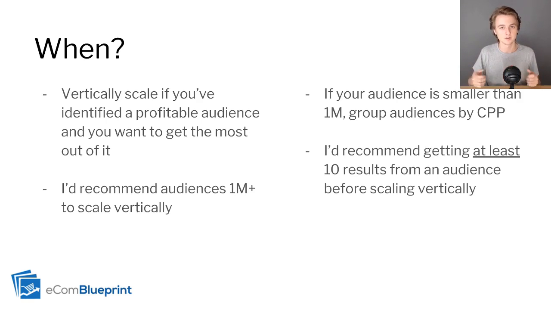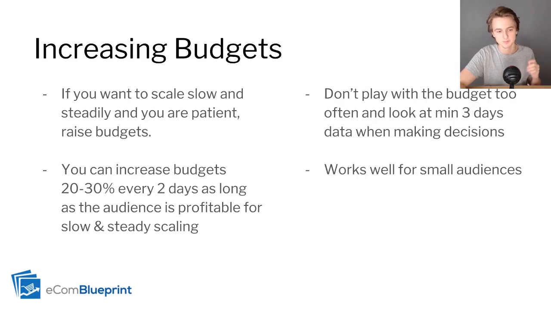And this is part of the reason why I personally start with larger budgets. I usually start with $50 ad sets. It's just so that you can get results faster and you can get reliable data and make reliable decisions. And so I would recommend at least 10 results, preferably more than that, but 10 I would say is the bare minimum. So now I'm going to talk about the different methods of scaling vertically.